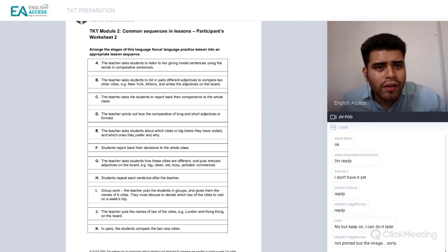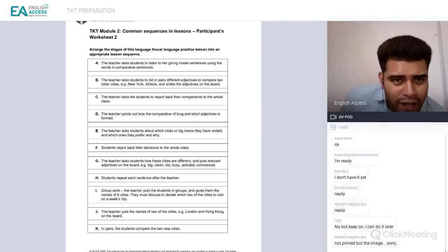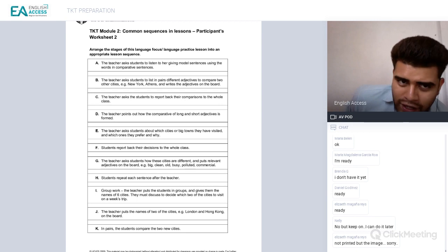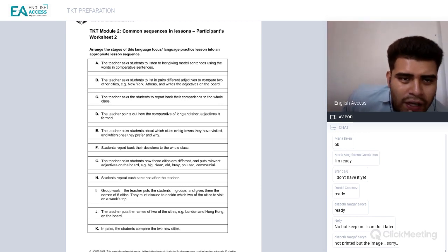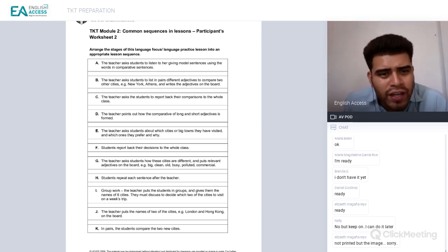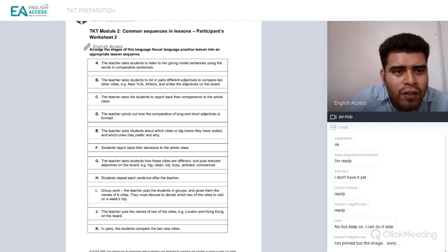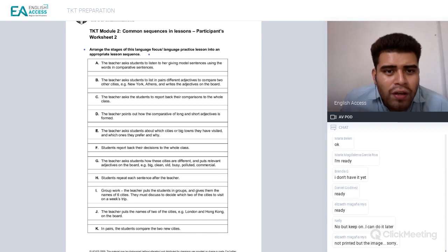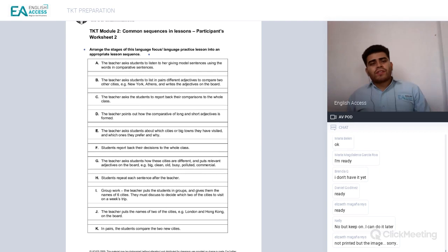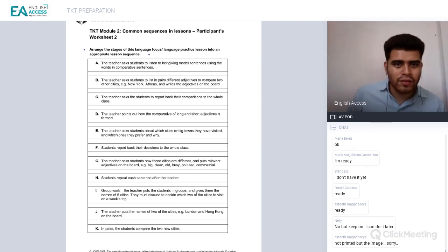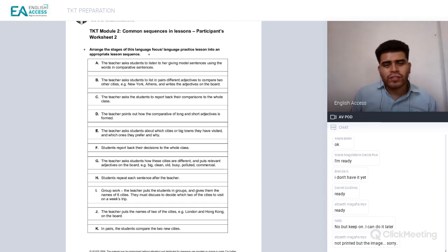All right. So here we have some stages of a lesson. The instructions say arrange the stages of this language practice lesson into an appropriate lesson sequence. So this is a language focus. So we're not teaching skills or anything. This is just to focus on the language practice.